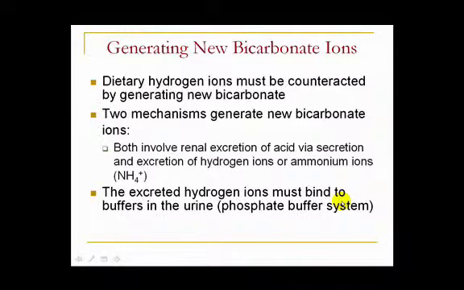There are two mechanisms where you can generate new, additional bicarbonate ions to buffer additional acids. One, you're going to excrete hydrogen ions, and you're going to make new bicarbonate ions to reabsorb. The other is that you excrete ammonia, and we'll talk about this. The pH of your urine is going to become pretty acidic, and it can be very acidic, about 4.5. But if it were to get any more acidic, it can be dangerous. So hydrogen ions usually have to bind to buffers in your urine also. That could be amino acids, or phosphate buffer systems.